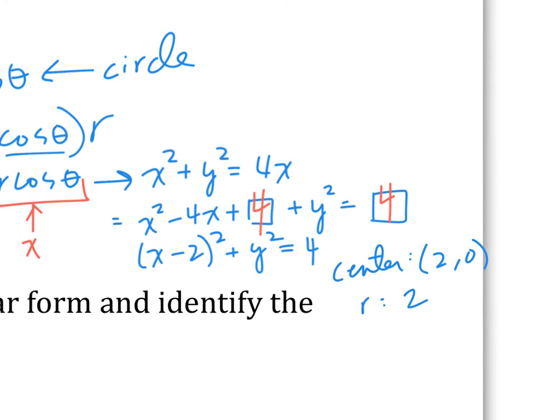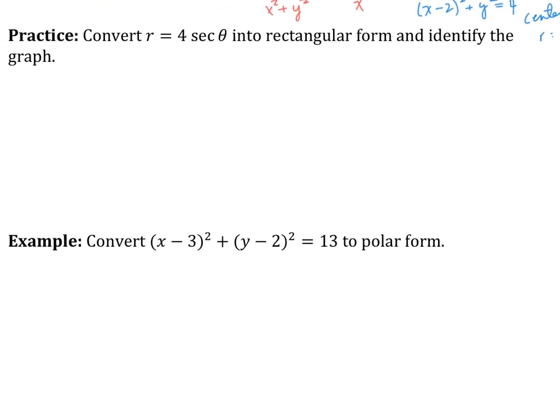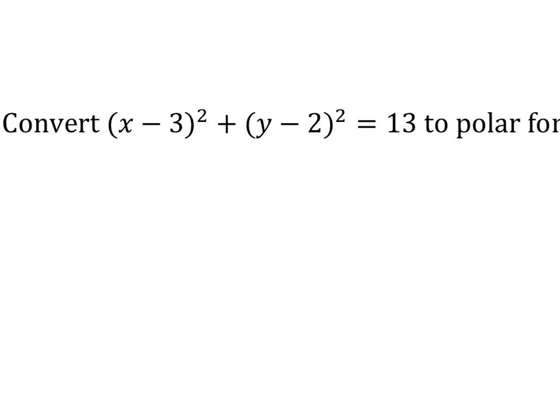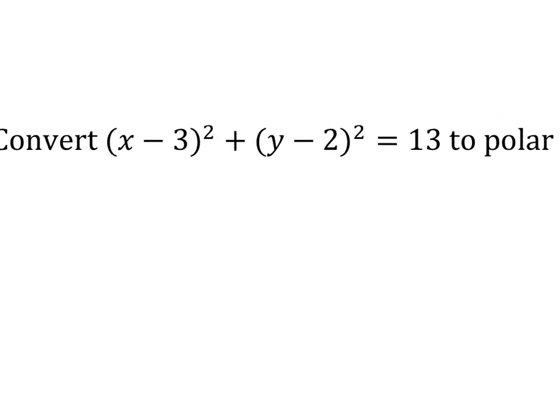Okay, we're a little short on time, so I'm going to show you just one more: how to change from rectangular into polar. Changing from here into polar is a little hard. So what I want to do now is expand this into a big polynomial. So x minus 3 squared is going to be x squared minus 6x plus 9. Y minus 2 squared is y squared minus 4y plus 4 equals 13.